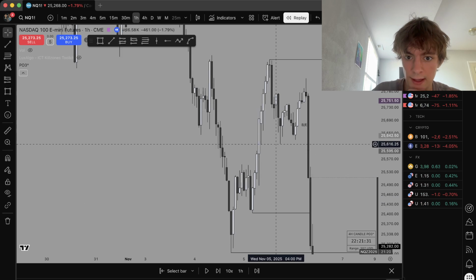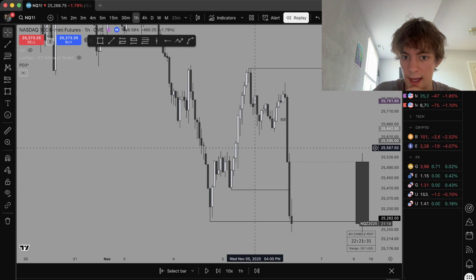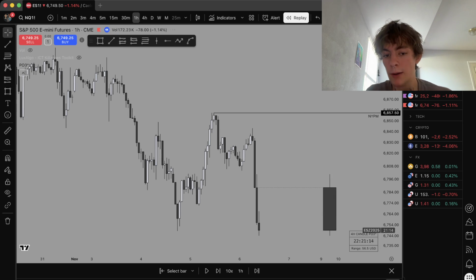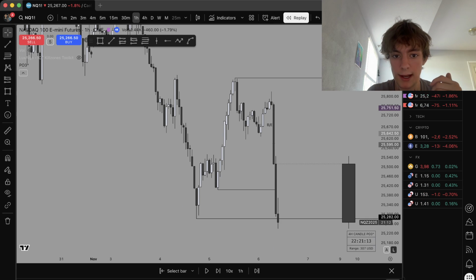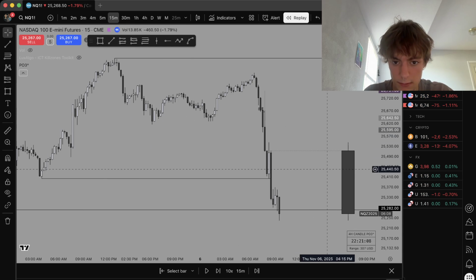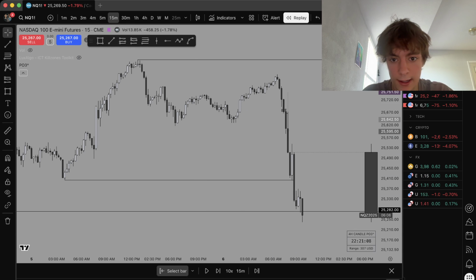We flipped everything and then we started respecting a 4 hour gap that we had an SMT at. So I was pretty bullish. It was pretty obviously bullish coming into this morning, but that did not end up paying me.